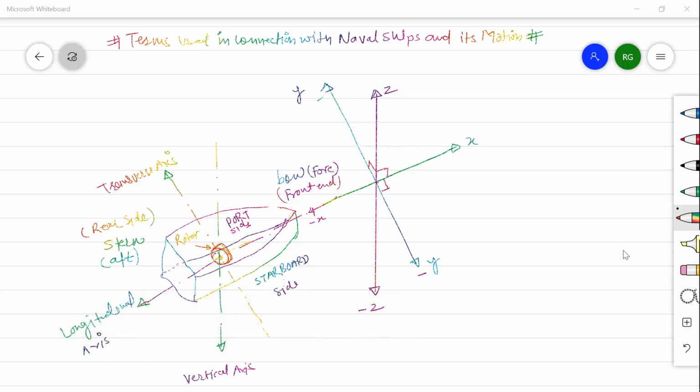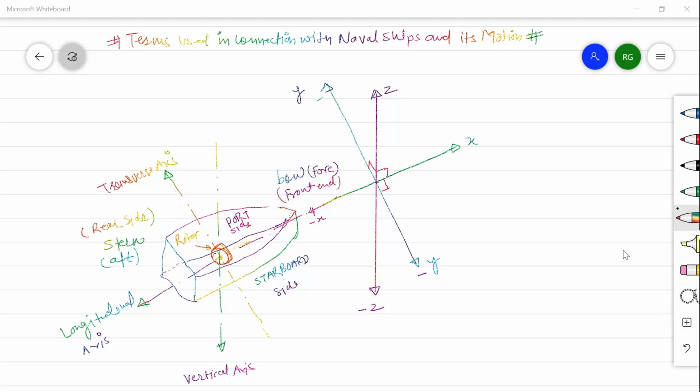Everyone, welcome. In this lecture, we are going to discuss the terms used in connection with naval ships and their motion, to discuss the gyroscopic effect on naval ships. So first of all, we need to know about the terms used in this connection.